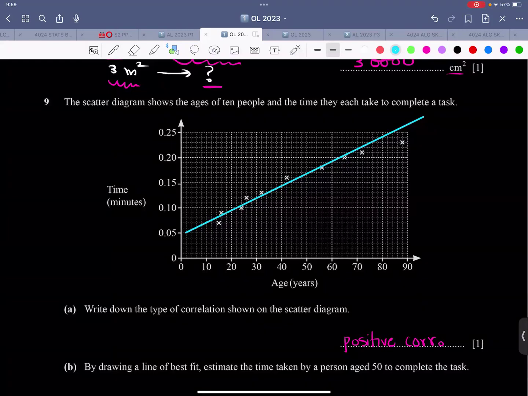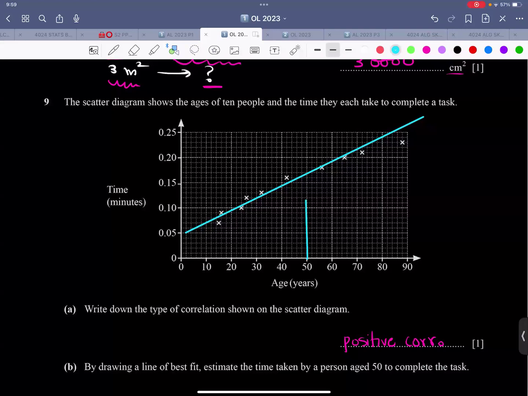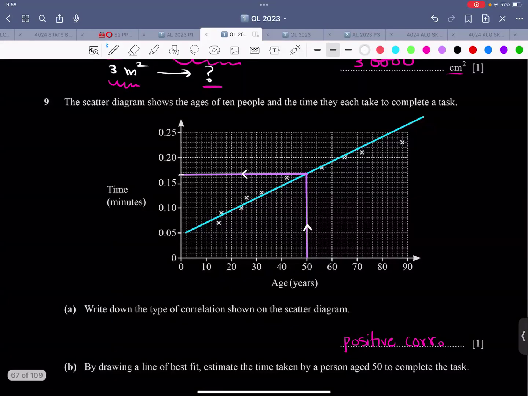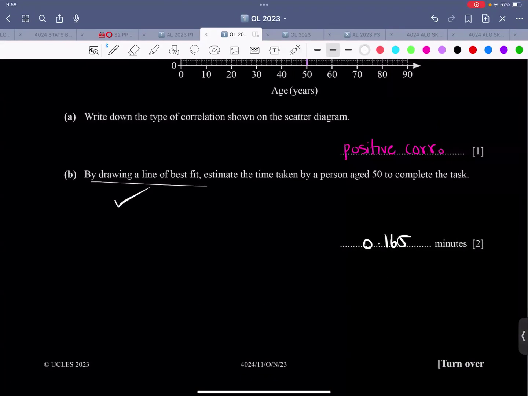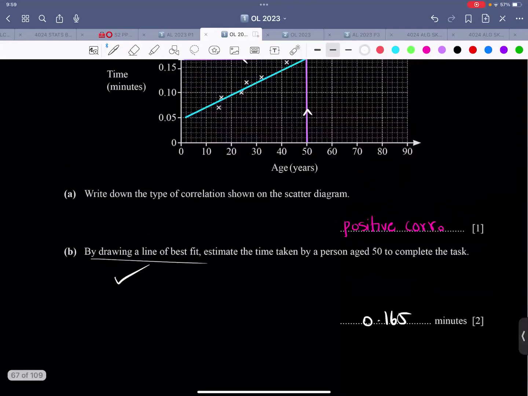By drawing a line of best fit, estimate the time taken by a person age 50 to complete the task. So go to 50 and change the color first. So go to 50, draw a line, touch the curve. It's not that straight. And then go left like this. So this is just a rough thing that I've drawn. So basically, we are going this way. And this is 0.15. This is 0.16. This is 0.165 minutes. That's the answer. And the line of best fit was drawn earlier. So that's how this question is done.